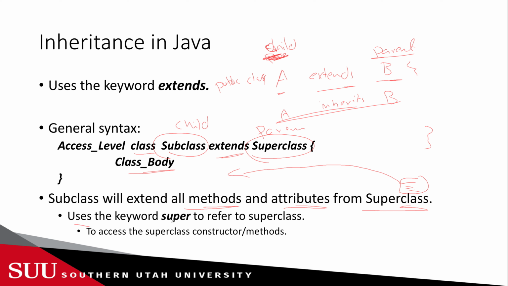Now we will use the keyword super to refer to the superclass. This is going to be used to access the superclass constructors and methods. So sometimes in a subclass there is a method or a constructor in the superclass. Supposing that this is B and A as we have in this example, I have A here and I want to access the constructor of B. I will use the keyword super. And we will see how we can use this with constructors and methods in the next video.